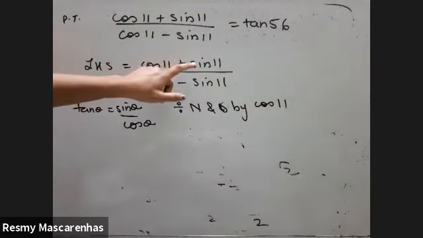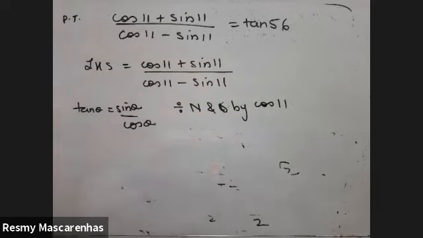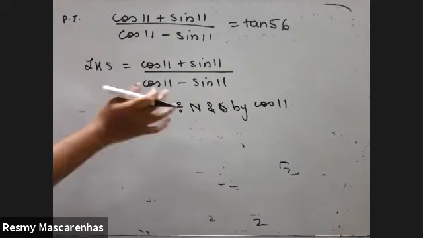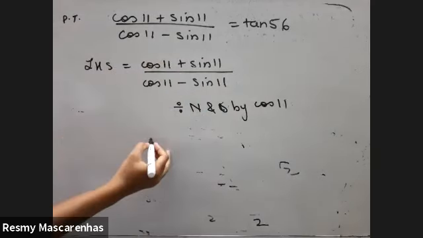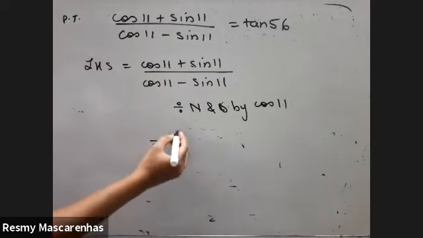What is going to happen? I'll get sin 11 upon cos 11, in terms of tan, and the cos over here and cos will cancel. So divide all the terms. Whenever I'm dividing numerator and denominator by cos 11, all the terms are getting divided.